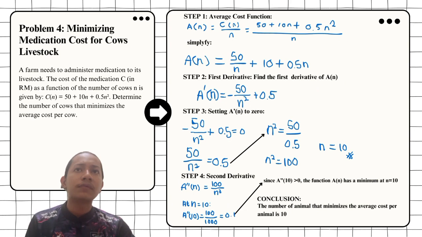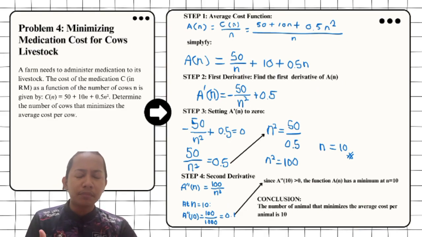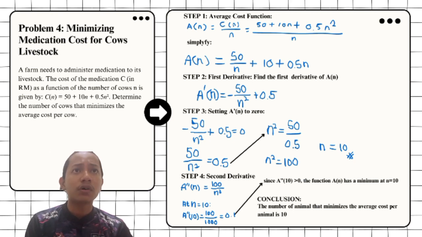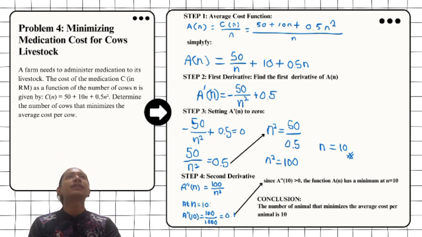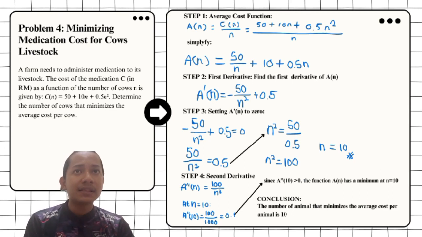The question is, a farm needs to administer medication to its livestock. The cost of the medication C in RM as a function of the number of animals n is given by C(n) equal to 50 plus 10n plus 0.5n to the power of 2. Determine the number of animals that minimize the average cost per animal.